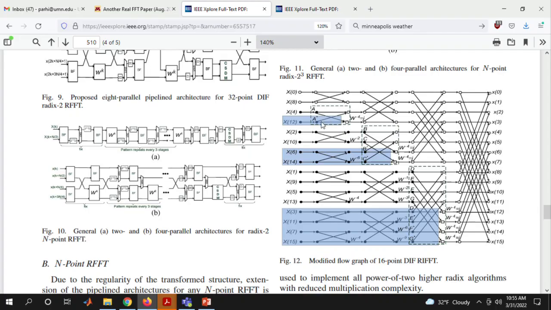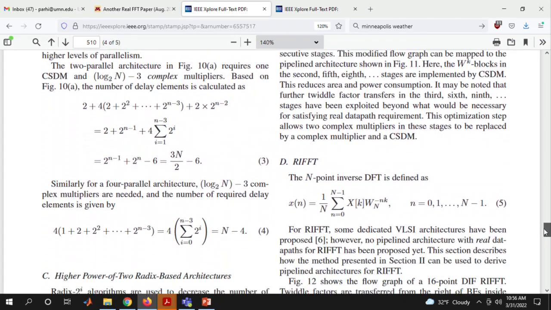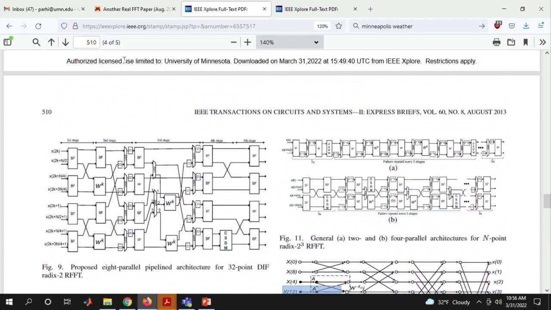So then, instead of removing redundant parts at the end and backtracking, I can remove computations in the beginning and go all the way forward as far as I can, so that I don't compute redundant parts. So the same idea could be used to compute RIFFT as well for the two parallel case.